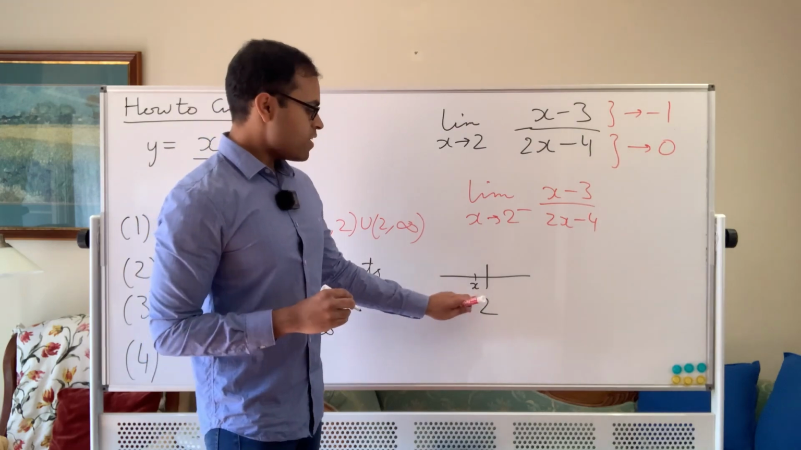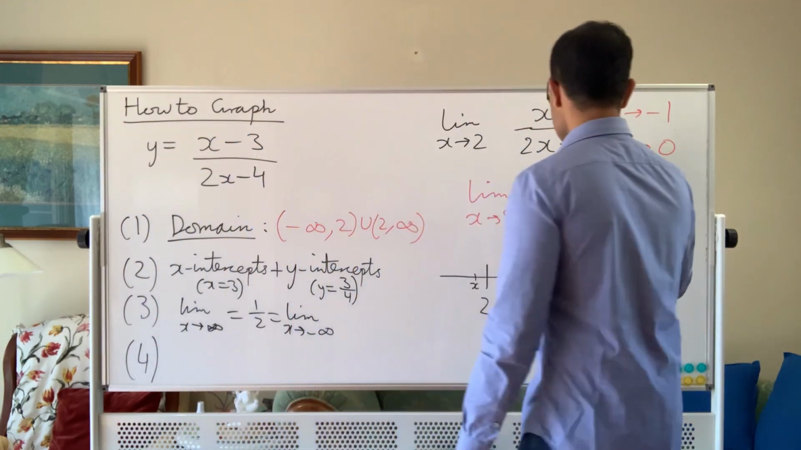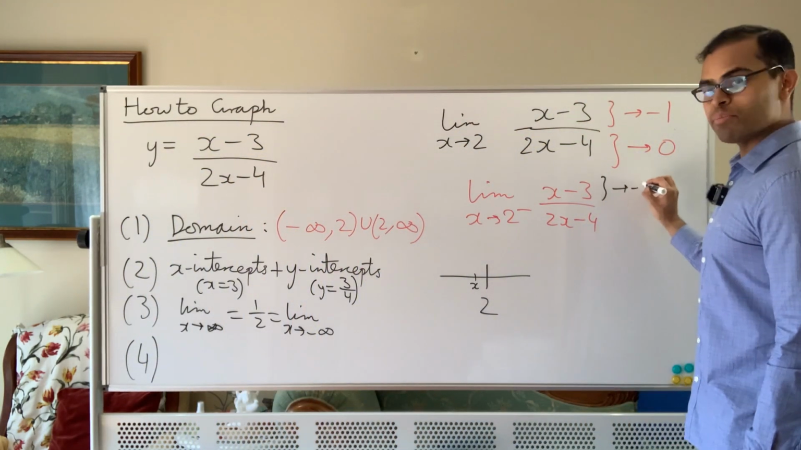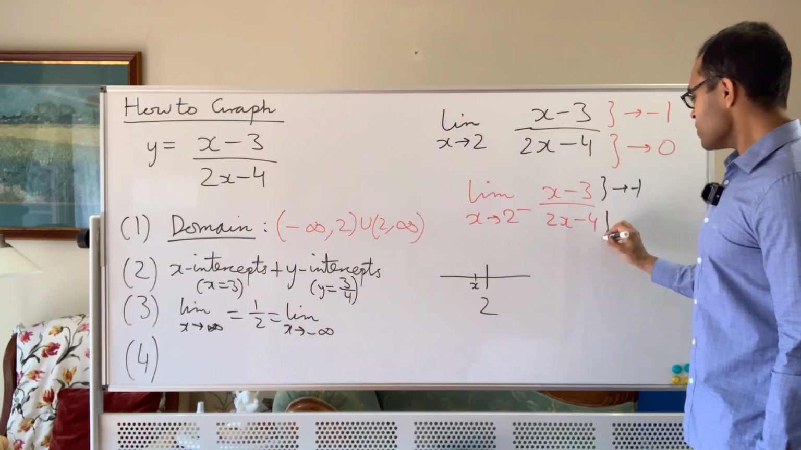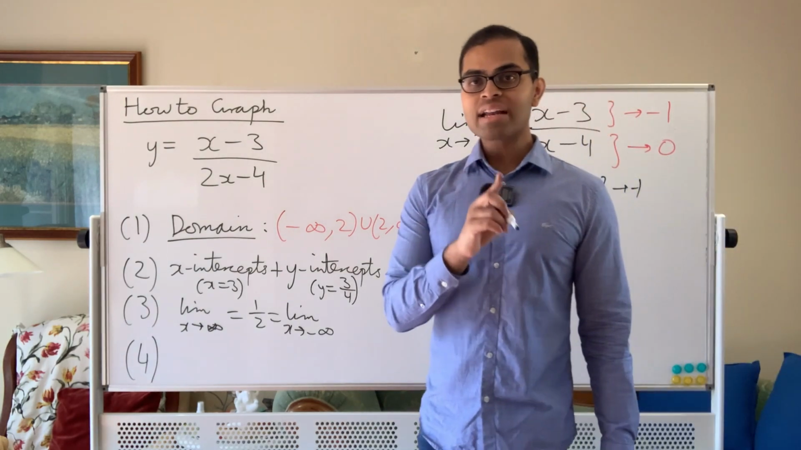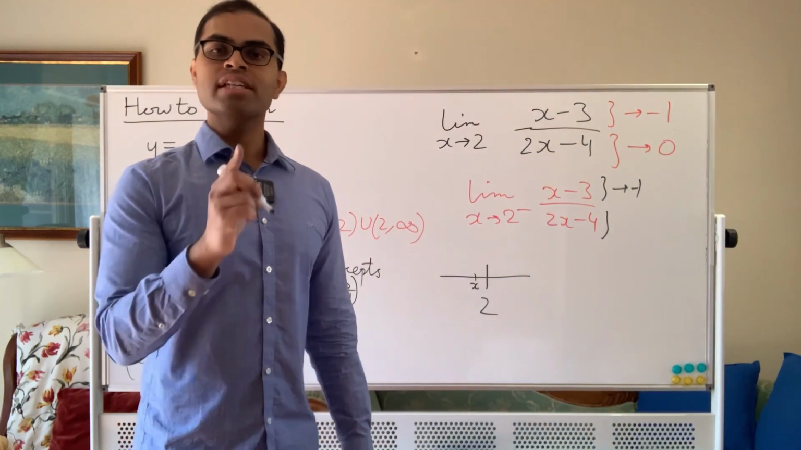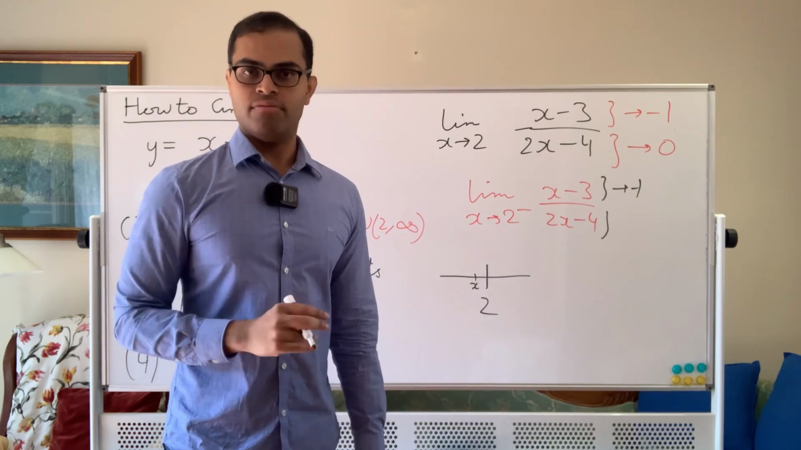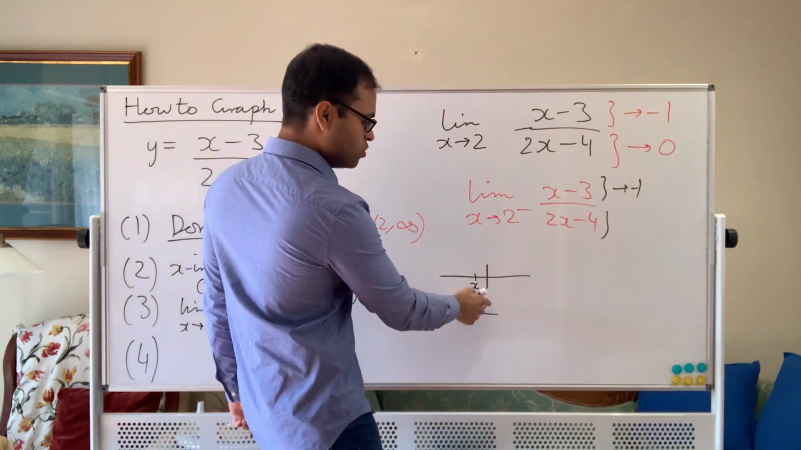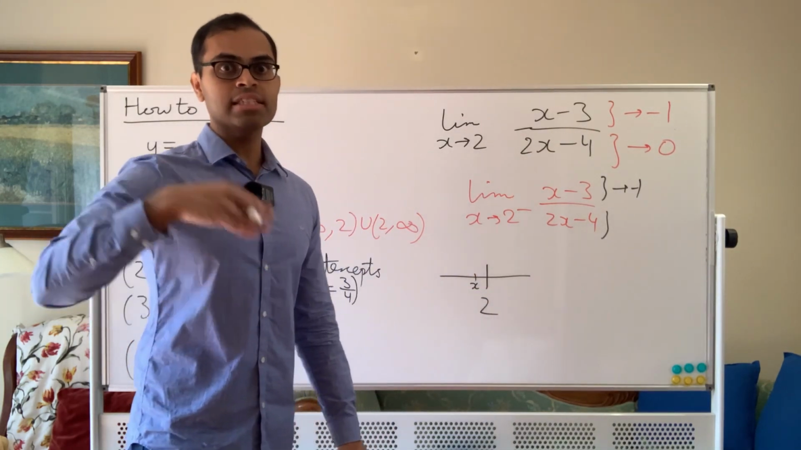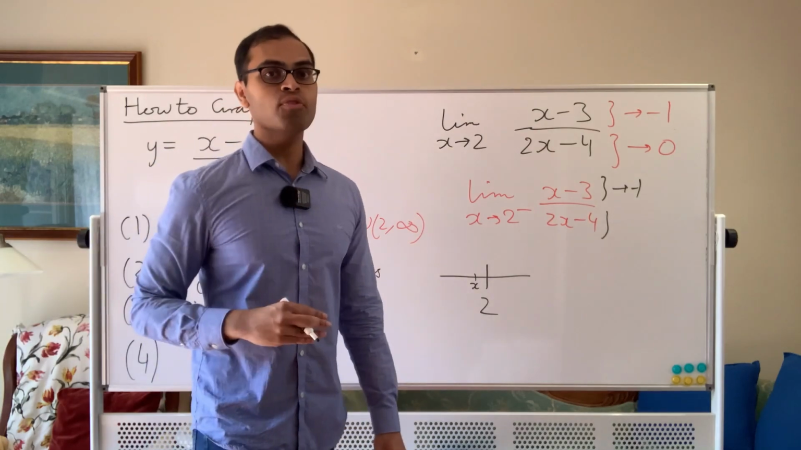Okay, so if x is less than 2, well, it's the same idea. I mean, x minus 3 is going to approach -1, the 2x minus 4 is going to approach 0, but if x is less than 2, 2x minus 4 is going to be negative, right? Because if x is before 2, you multiply by 2, you'll get something less than 4. So 2x minus 4 is negative.